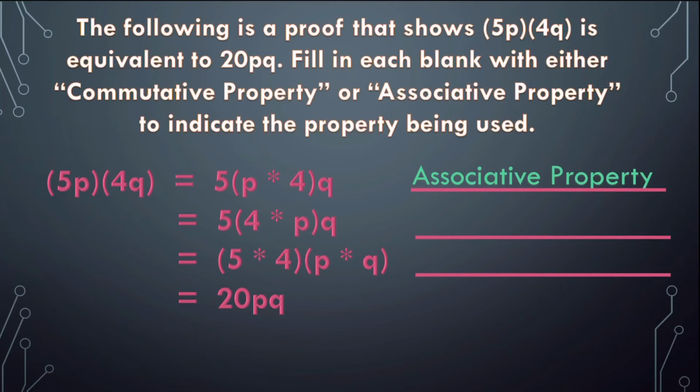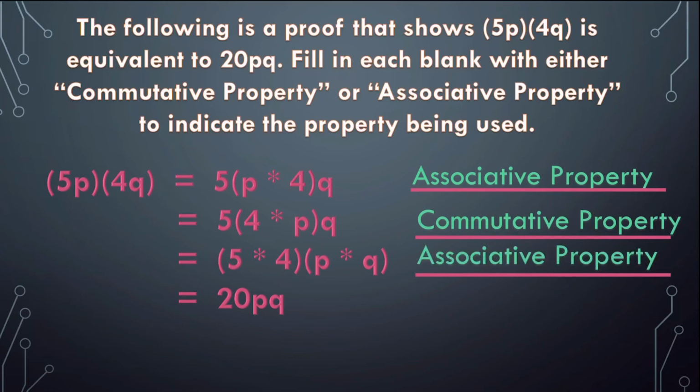Okay? Then what they did within the parentheses is they flipped the order of the 4 and the p. What changes the order? You got it, the commutative property. So now you've got your numbers next to your numbers and your variables next to your variables. They then regroup them. Well, what allows you to regroup? The associative property. And then at the end, you simply simplify, okay? So that's how you got the 20pq. You multiplied and you simplified down the expression. So do you see kind of how a proof works?